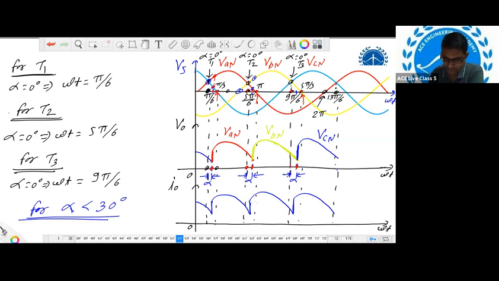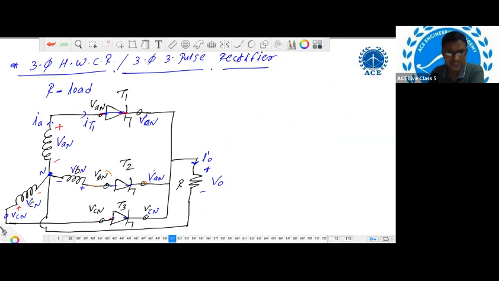So what will happen? As soon as we apply the gate pulse to thyristor T1, T1 will act as a short circuit. When T1 acts as a short circuit, the voltage here is VAN, and here it is also VAN, because it is a short circuit. So the potential difference across T1 is 0. Whatever potential is at the anode, the same potential will appear at the cathode. So here it is VAN, here it is also VAN.